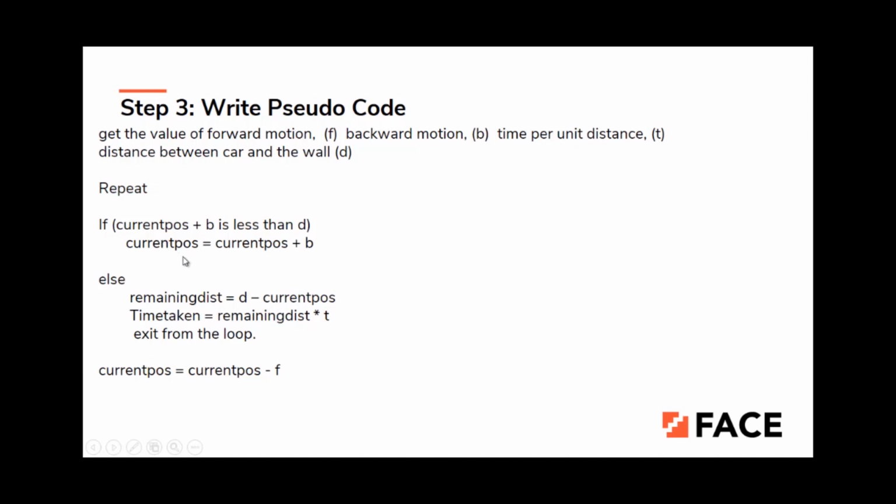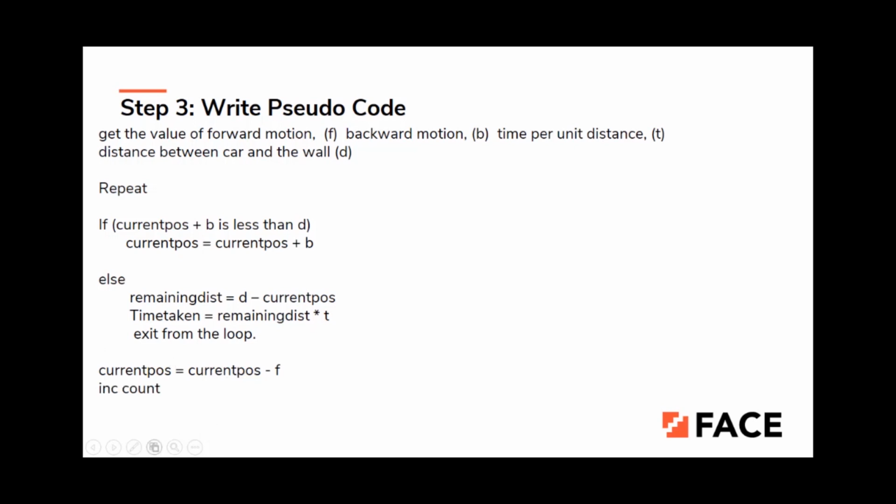So current position plus 9. For example, your current position is 9 and the distance is also only 9. So 9 plus 9, 18. 18 is less than 18? The condition is false. So in this case, what will we do? You'll have to make the remaining distance equal to the distance between the wall and the current position of the car, which I'm calculating using a simple D minus current position, and then calculate the time taken to reach the remaining position and exit from the loop here.